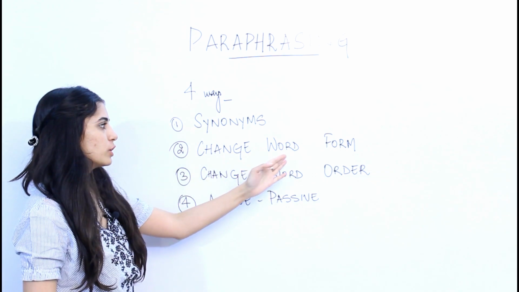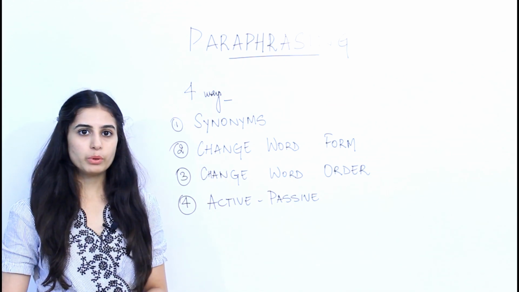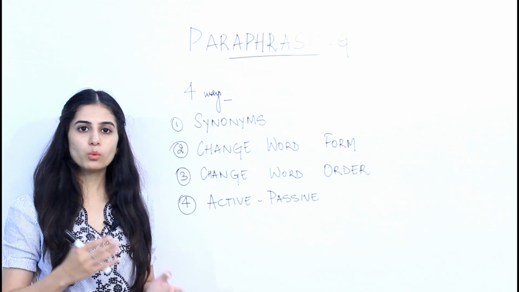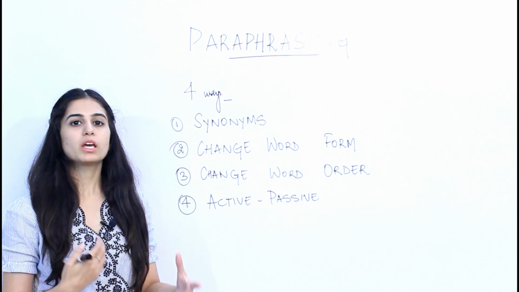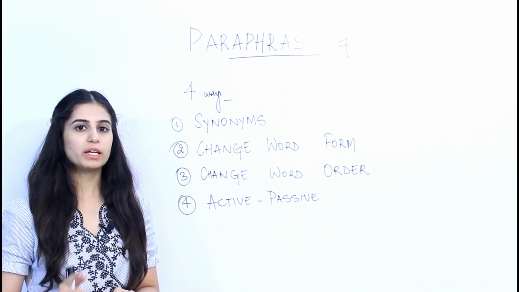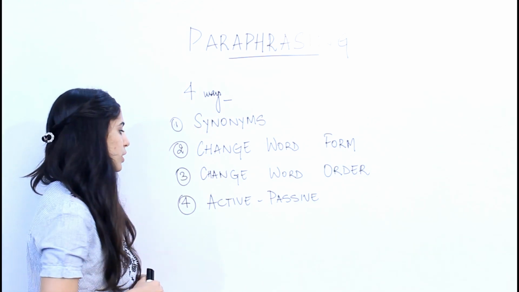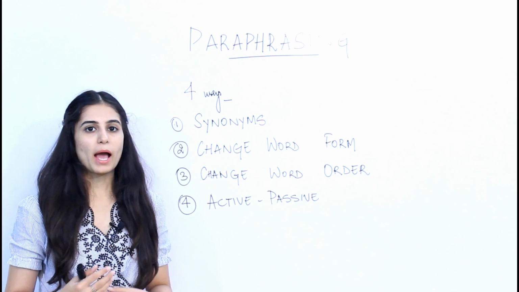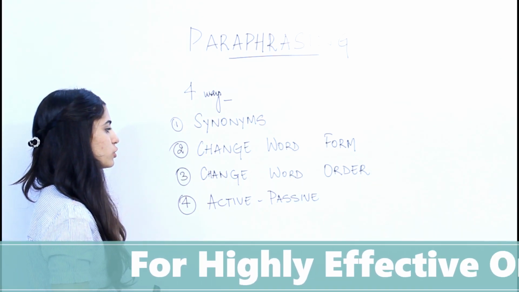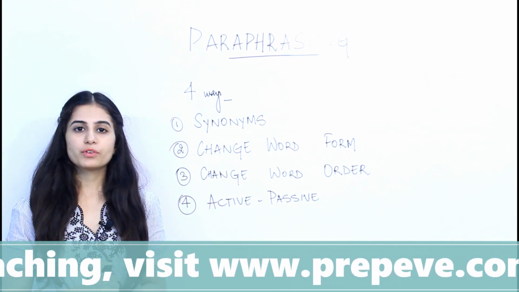Number 2 is change word form. You can change the formation of the word. We'll look at it with an example later on. Then the third one is to change the word order. So the order of the words which are given in the question can be reversed or can be changed to make the same sense. The meaning of the question shouldn't change, but you can otherwise change the order of the words by changing the question from active to passive. So if the question is given in active, then you can change it into passive voice, right? So these are the 4 ways in which we can paraphrase our questions.